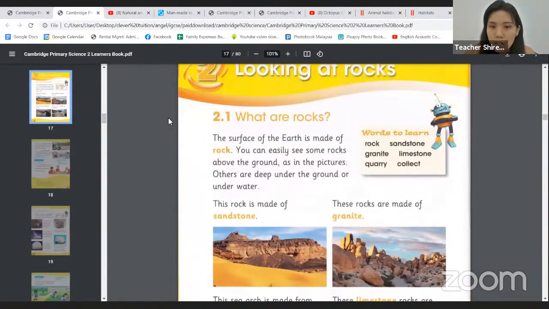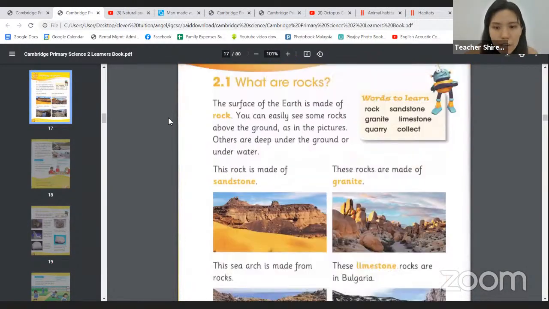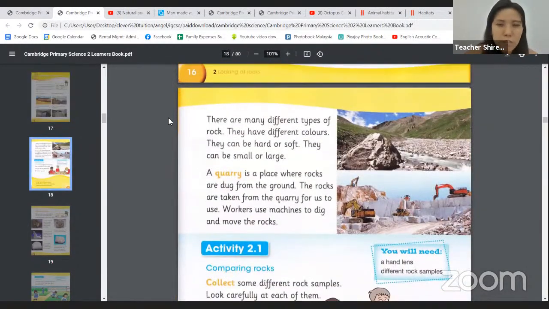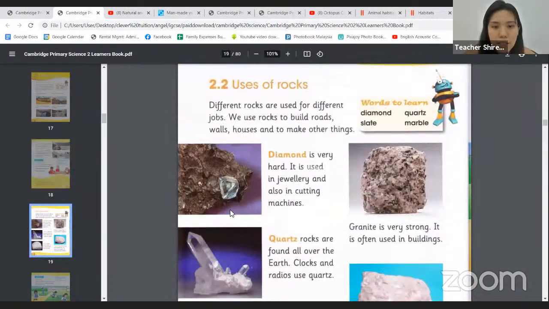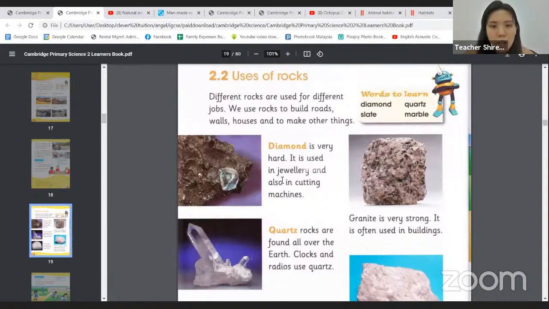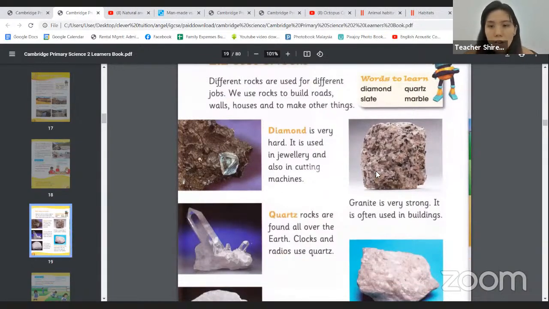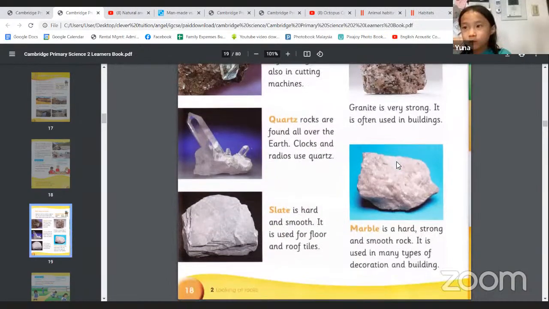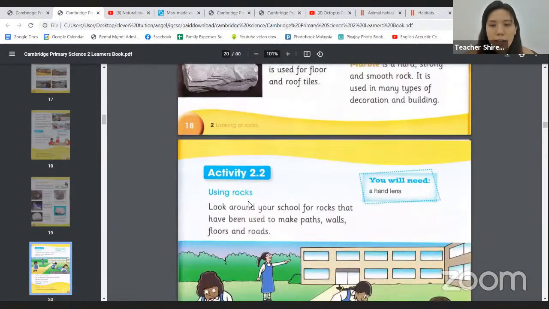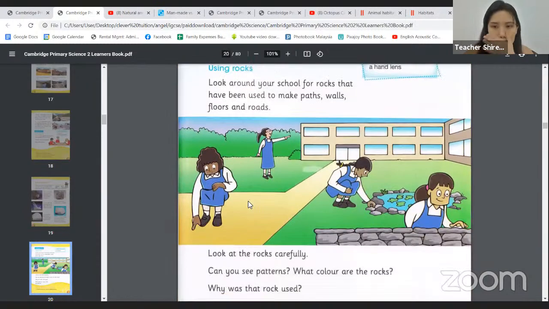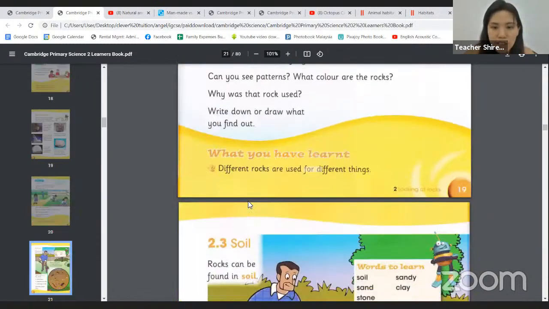In chapter 2, we learned about all types of rocks. We learned about sand rock and granite rock. All these different rocks are taken from the quarry, where they chop the mountain and get all the rocks out. The rocks have different uses: diamond we use for jewelry, quartz for clocks, granite for tables, and some for roofs. Sandstone we use for buildings. So this is what we learned previously.